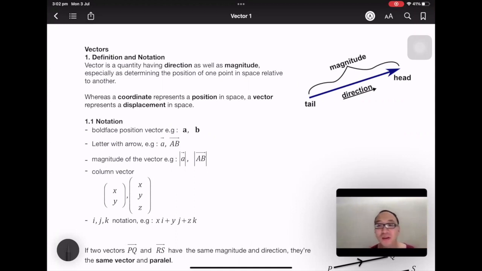Maybe you guys know what vectors are. A vector is a quantity that has both magnitude and direction. A vector is a quantity that has direction as well as magnitude. This definition differs between vectors and scalars. While a scalar only has magnitude, a vector has both direction and magnitude.